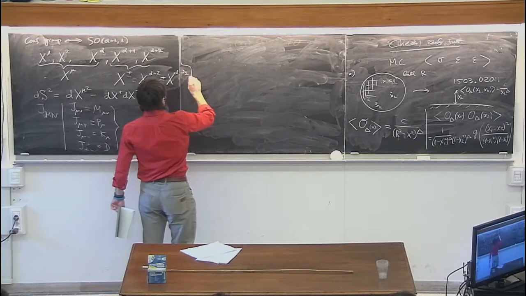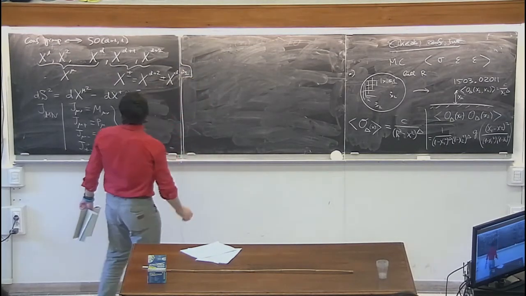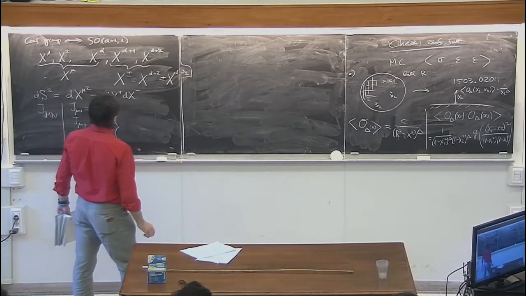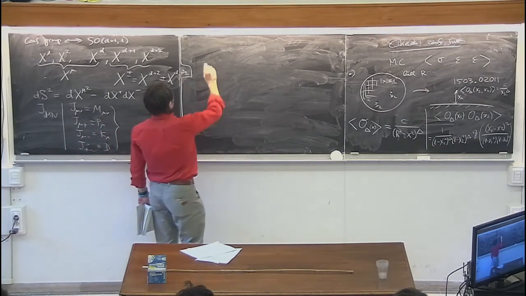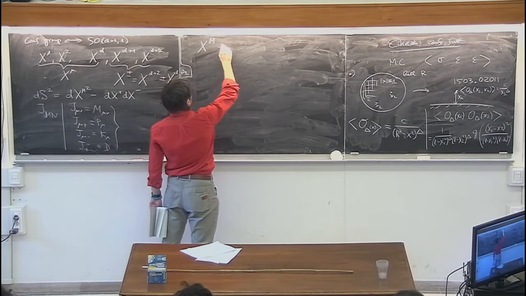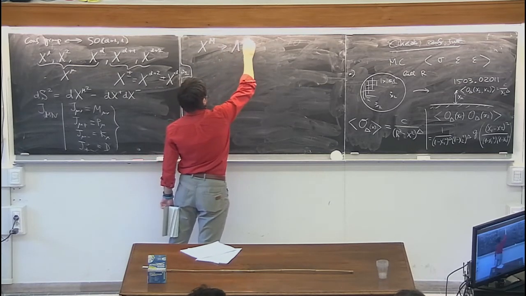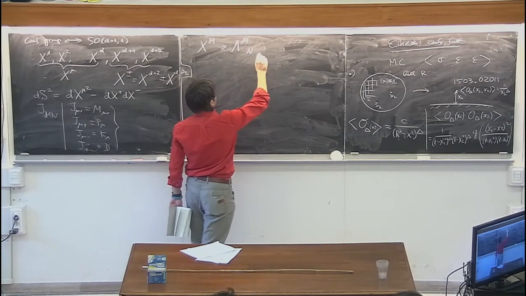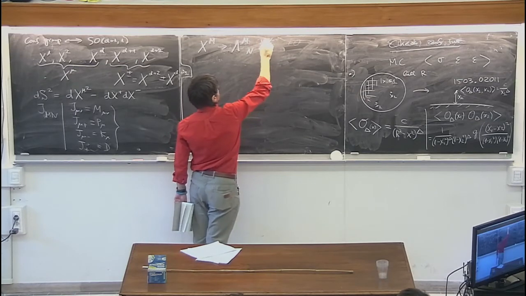So now, the Lorentz group has the fundamental representation. The Lorentz group acts naturally on a vector X^M. It sends it into a matrix Lambda^M_N X^N. So it acts linearly.